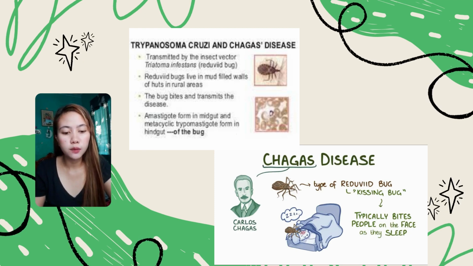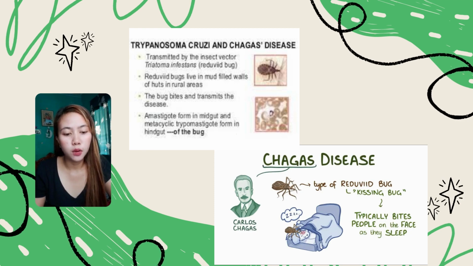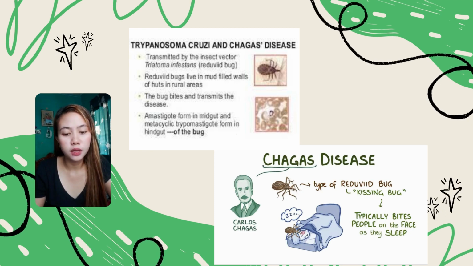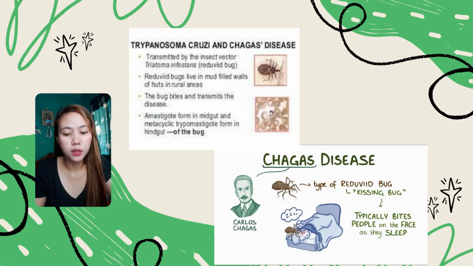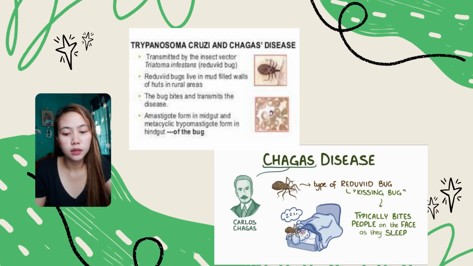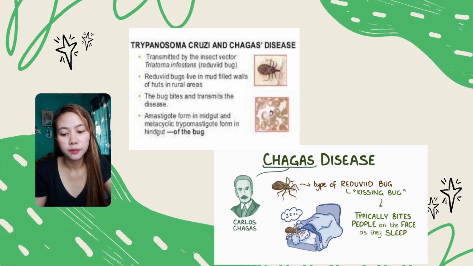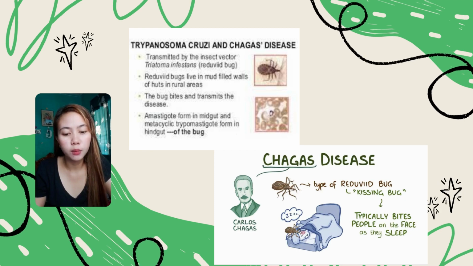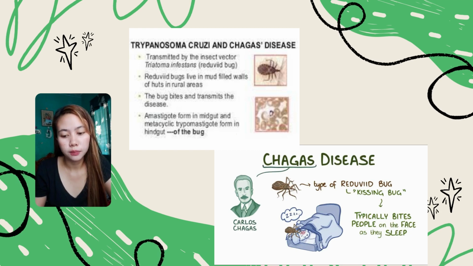It is usually transferred to a human host when the feces of the bug containing the infective trypomastigotes is deposited near the bite site. Feces are introduced into the bite site when the host scratches the bite area. Other routes of transmission include blood transfusion, sexual intercourse, transplacental transmission, and through the mucous membrane. The reservoir hosts are domestic cats and dogs, armadillo, raccoon, and rats.